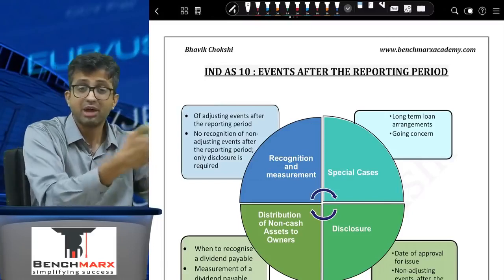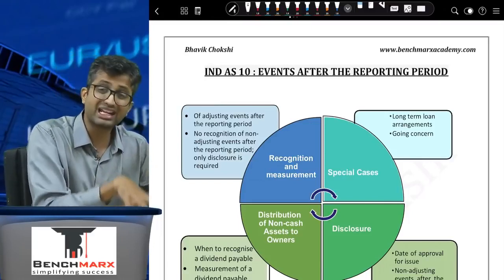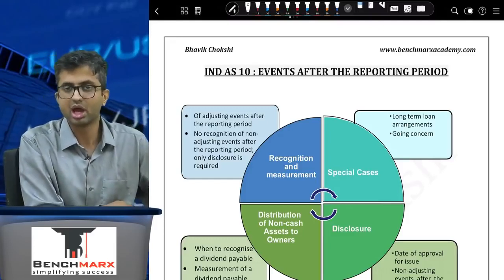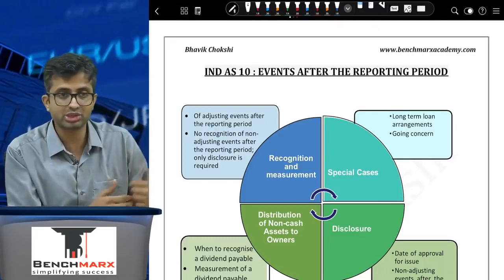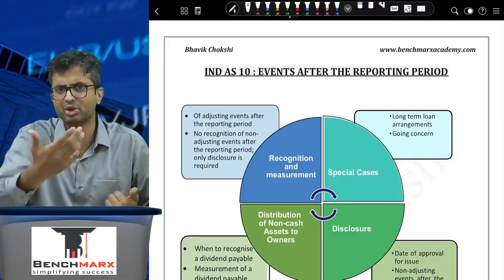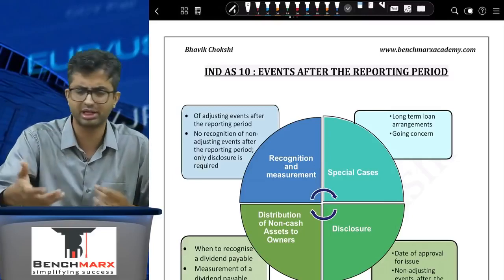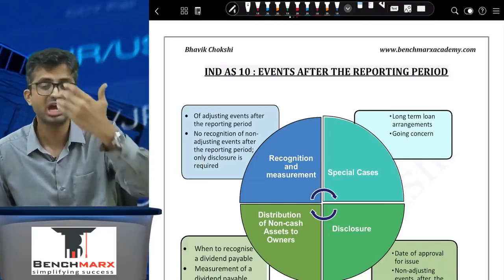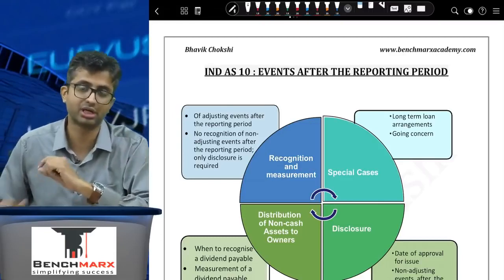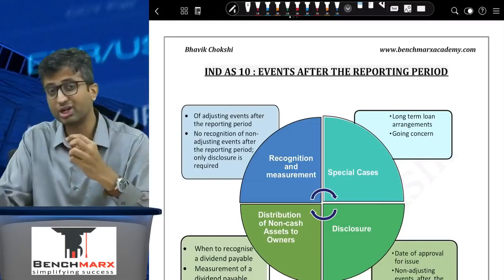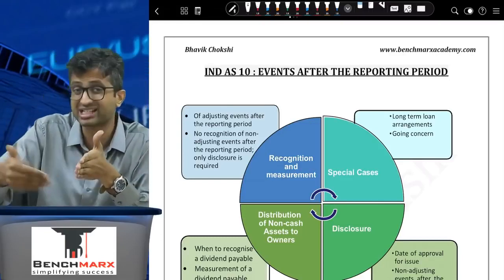Adjusting events are those events which provide additional information of a condition existing on the balance sheet date. For example, there was a debtor whose debt was bad. We were not aware of this because we did not go for collection. We went for collection in the post-balance sheet period and we found the debtor to be insolvent. Adjusting event.